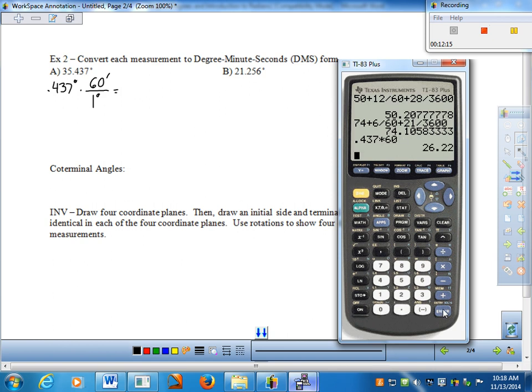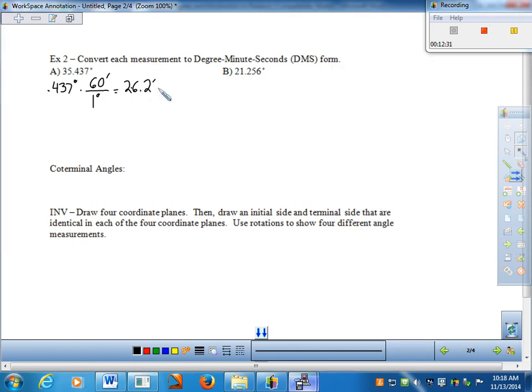And so at this stage, I have 26.22 minutes. So if I write this completely at this point in time, it would be 35 degrees and 26.22 minutes. As you can see, this particular rotation ended up in between the 26th and 27th minute. Well, what I want to know is then how many seconds would this translate to right here? This is what's left over, and so how many seconds would that be? Well, again, guys, it's all just dimensional analysis. So I have 0.22 minutes. I'm going to multiply by a particular fraction here.